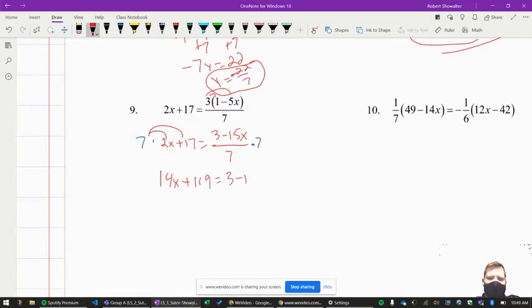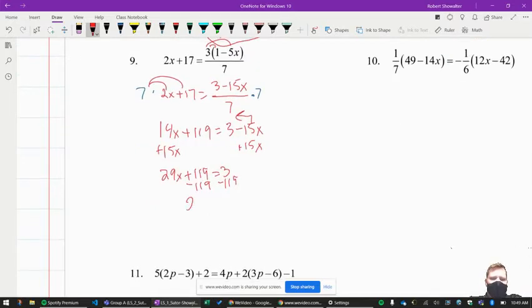equals 3 minus 15x. Subtract 15. Oh, nope. I'm going to move variables to the left, so I'm going to add 15x to both sides. I'm going to do that because I just like moving them to the left. Why? Just because it's fun and consistent. And then we're going to subtract 119, and we get 29x equals negative 116.